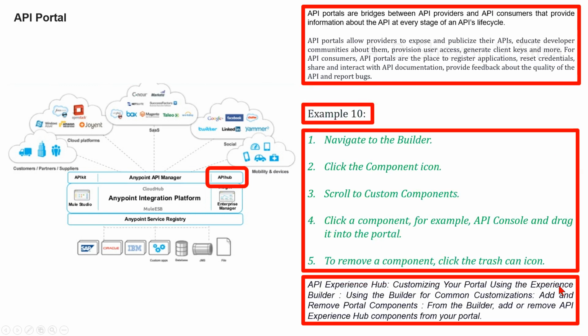Now we are considering adding and removing portal components using the builder for common customizations in customizing your portal using Experience Builder in API Experience Hub. From the builder, add or remove API Experience Hub components from your portal. One, navigate to your builder, click the component icon, scroll to custom components, click a component, for example API console, or drag it into the portal. To remove the component, click the trash icon.